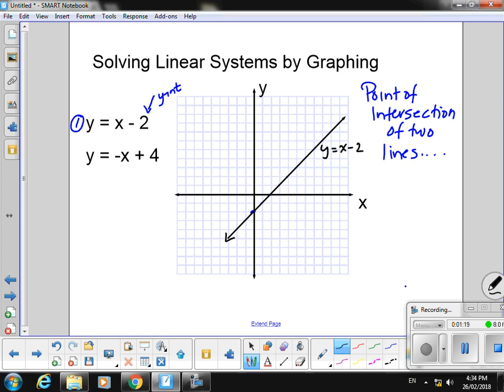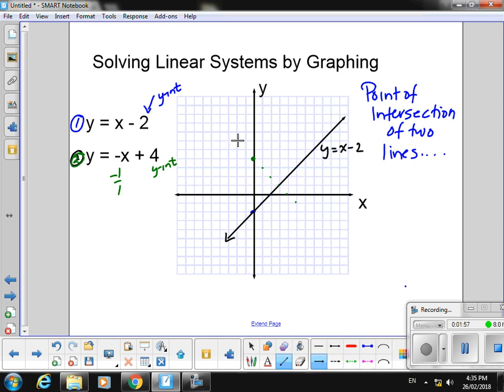The second line is also in slope y-intercept form. Y equals -x plus 4. So let me just change that. There we go. It has a y-intercept of 4. So there's my starting point. And it has a slope of -1 over 1. So there's my y-intercept. My slope is down 1 over 1. Down 1 over 1. So we just need to be careful about our slopes, and we will have our two lines.